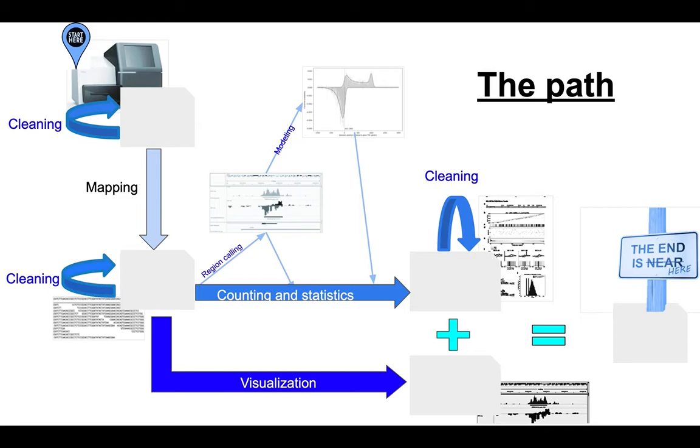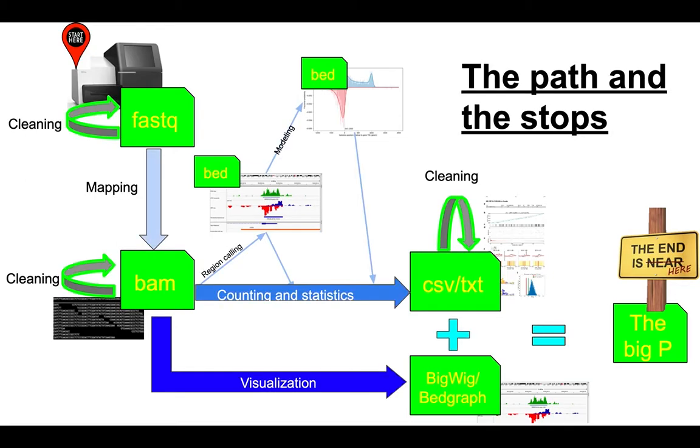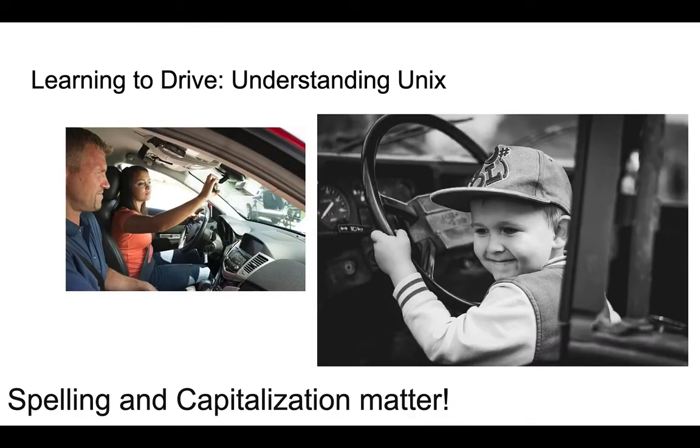Now, some people don't prefer to think about the paths. Some people prefer to think about the stops on the path. So if you think about the stops, they're actually the file types that you're going to be dealing with this week. You're going to start with a FASTQ file and go through many other file types by the time you get to your publication. We're going to teach you about those. But to start, before we get into this complicated mess, this is what you will learn in this class, we have to learn to drive.